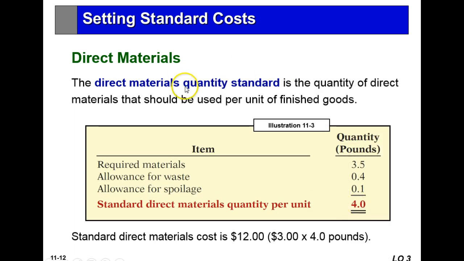The direct material quantity, so not the price now, but the quantity, is the quantity of materials that should be used per unit of finished goods. So with one item, we need 4 pounds. This gives us how much we need.